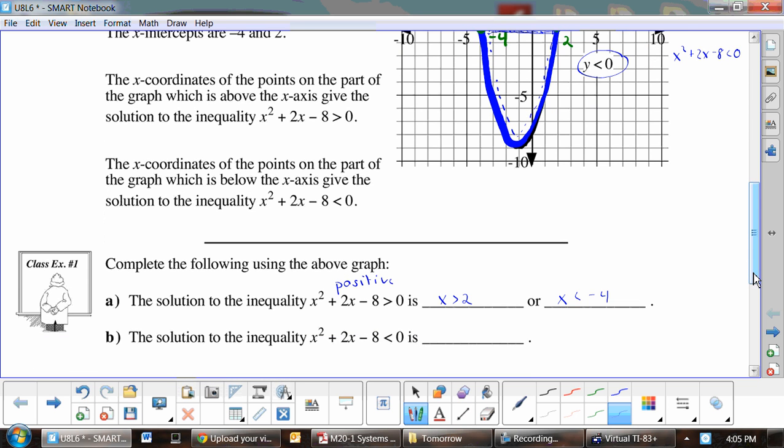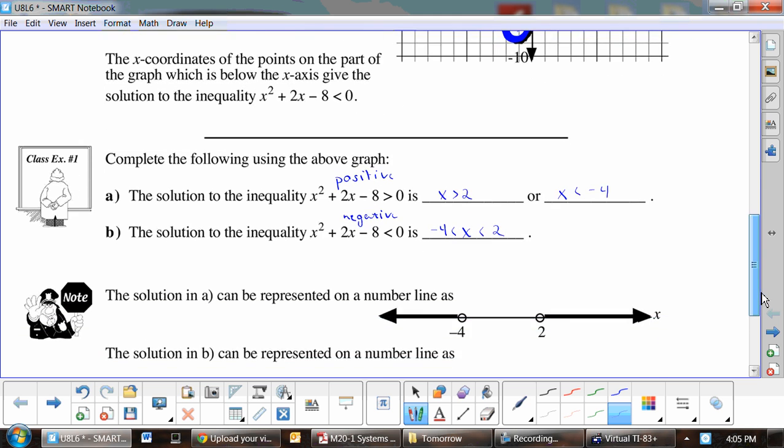Okay? And then the opposite, when the solution to the inequality is negative, we know that x is between negative 4 and 2. So x is greater than negative 4 and less than 2. So we can show our solution on a number line as well.